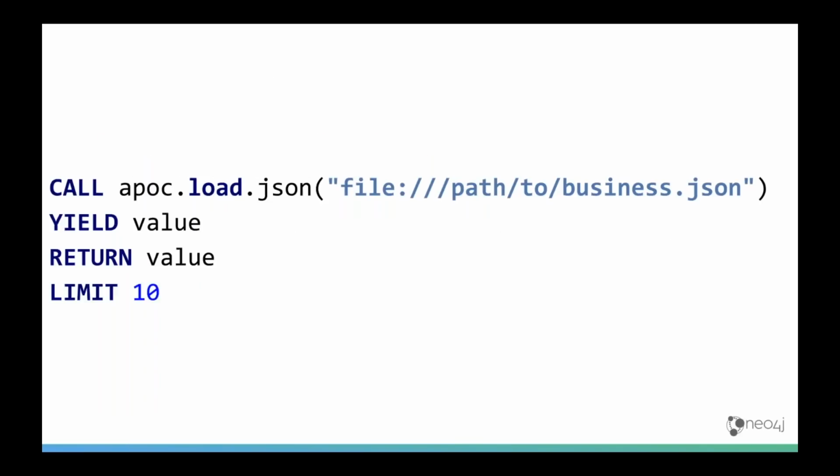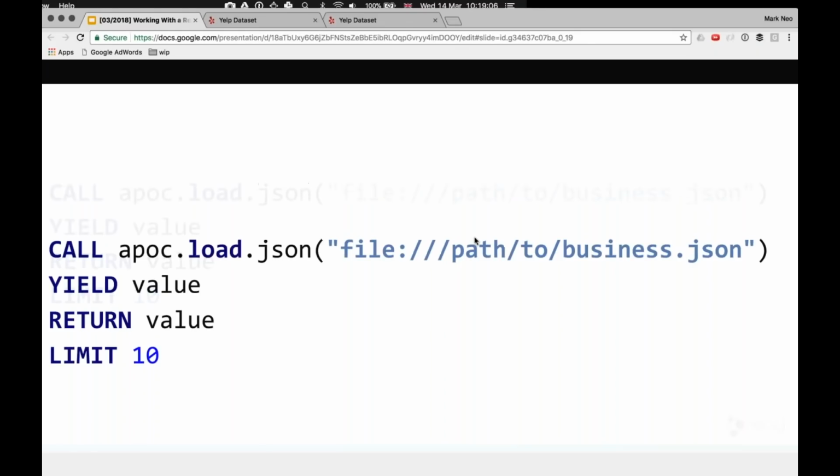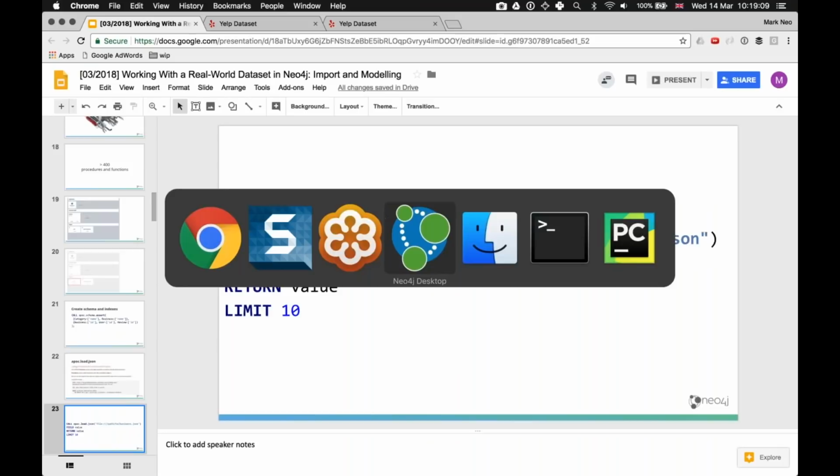For us, we've obviously got different JSON files. So this is how, and what we're going to start with is some exploration of the data. I've got an example here of how we would query the business JSON file from the Yelp dataset. At this point, I'm going to step out of the presentation and come over to the Neo4j Desktop.